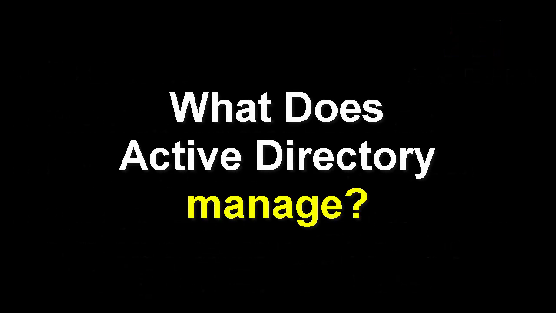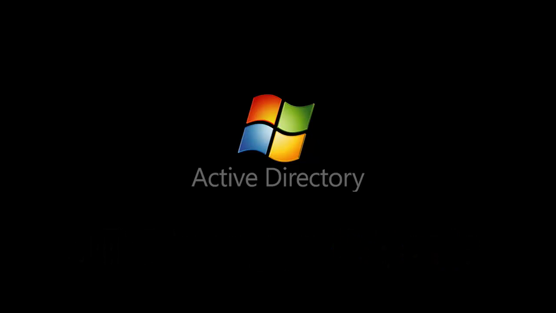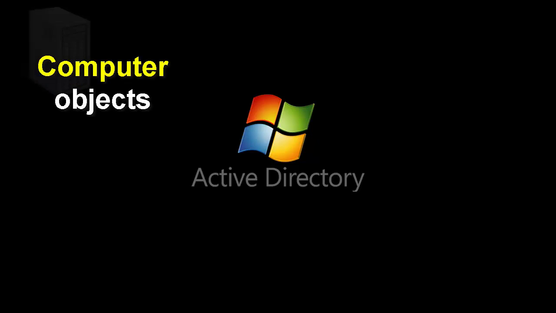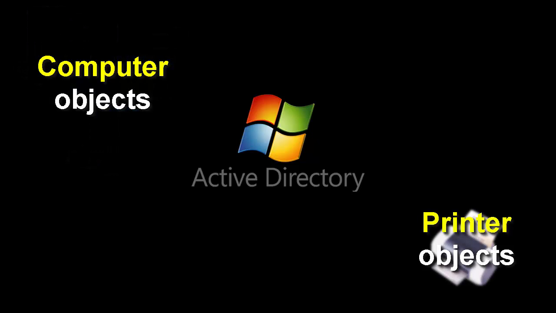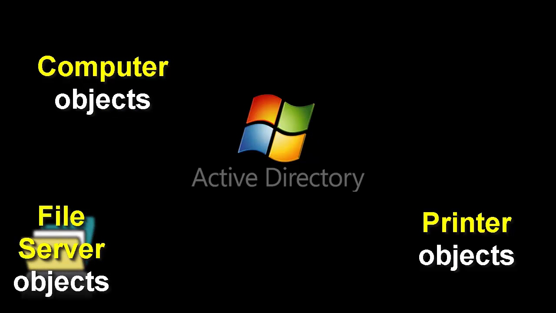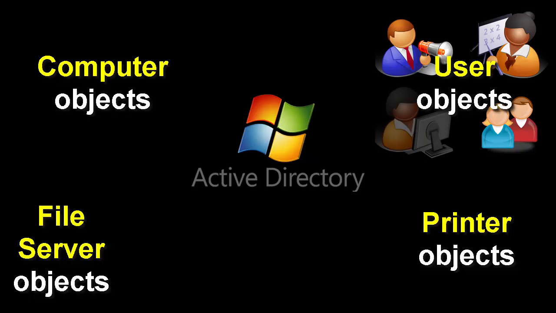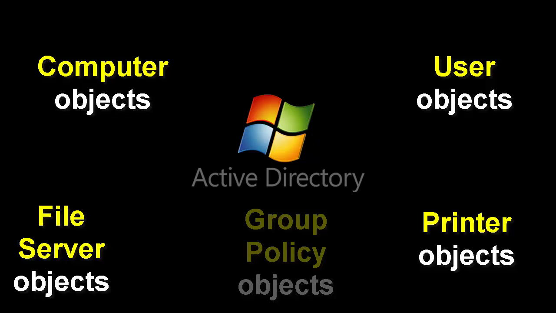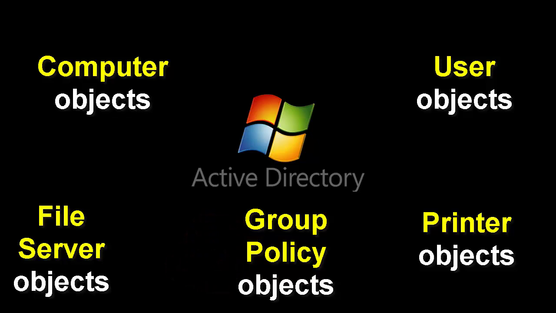What does Active Directory manage? Active Directory, also known as AD, manages objects. There are several different types of objects within Active Directory. Computers, and that includes servers, desktops and laptops, printers, file servers, and there is at least one file server in each school, users, which includes students, teachers, and office staff, as well as the central office administrative staff. And the final object is group policies. Group policies help to manage groups of objects instead of needing to do them on an individual basis.